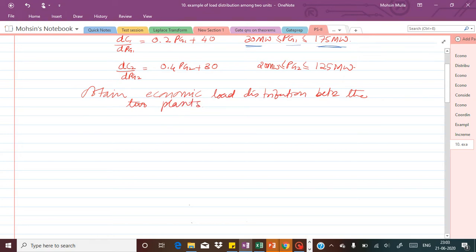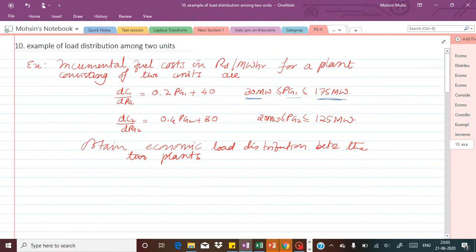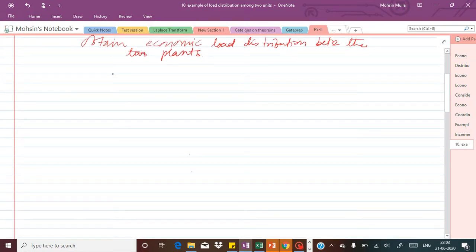Now let us try to visualize the given situation. Two plants are given, meaning two generators which are operating in a plant. Suppose this is the power plant. Here two units are there, generator 1 and generator 2. Generator 1 and generator 2 are going to generate the respective power outputs Pg1 and Pg2.